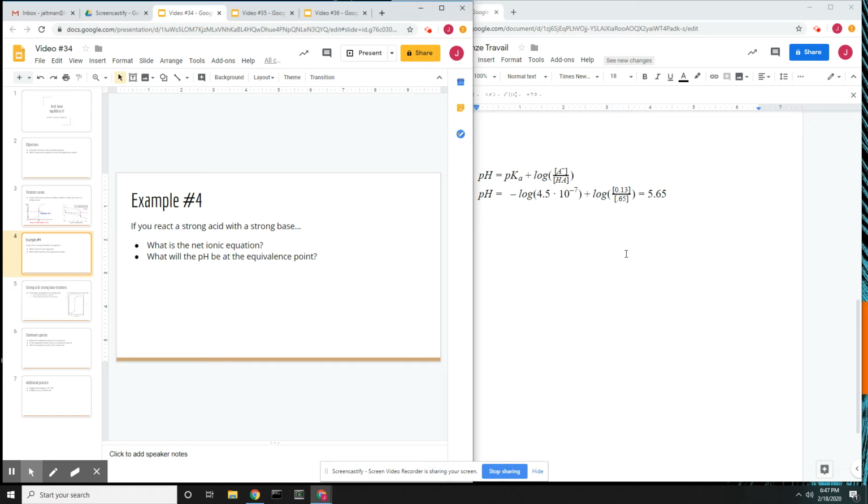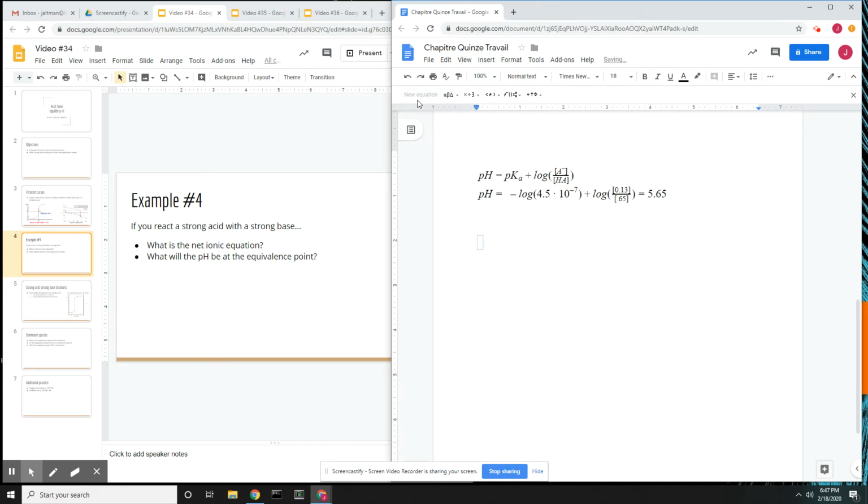All right, I'm going to work through this, so this should be something that you know how to do. It would be equally correct to say H plus plus OH minus forms H2O. Either way, so long as you're forming water. This is not an equilibrium reaction, so I just used the forward arrow. Since we're just forming water, the pH at the equivalence point will be 7.